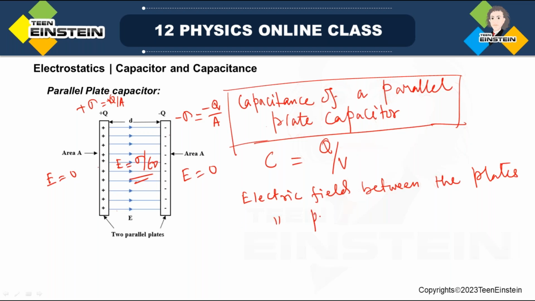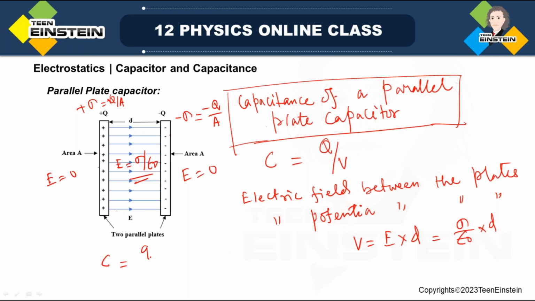the electric potential between the plates will be V equal to E into D, the electric field in that region times the distance between the plates. And E we have got as sigma by epsilon 0, so V is sigma by epsilon 0 into D, or sigma D by epsilon 0. This is the potential.